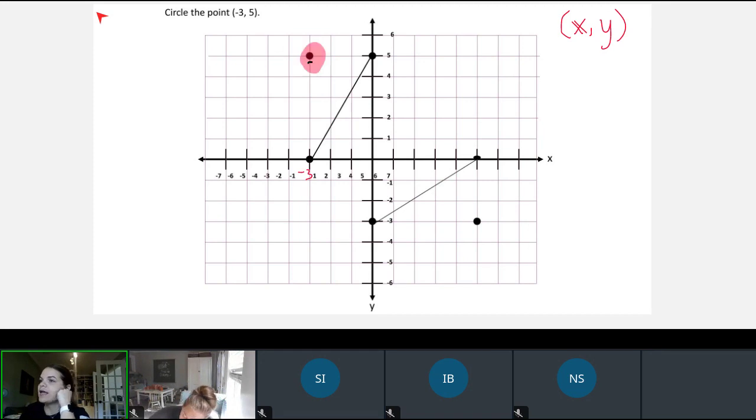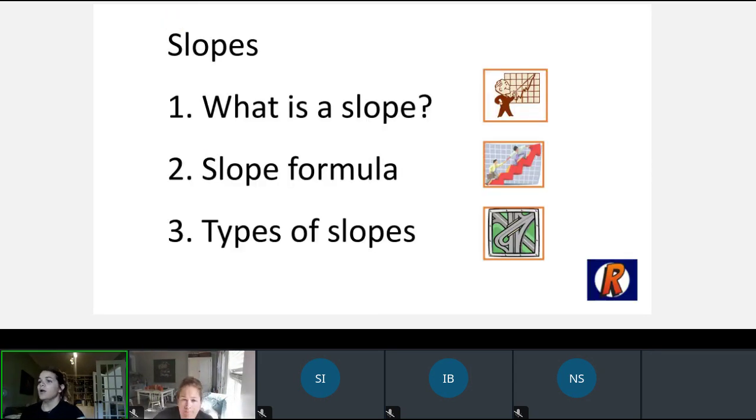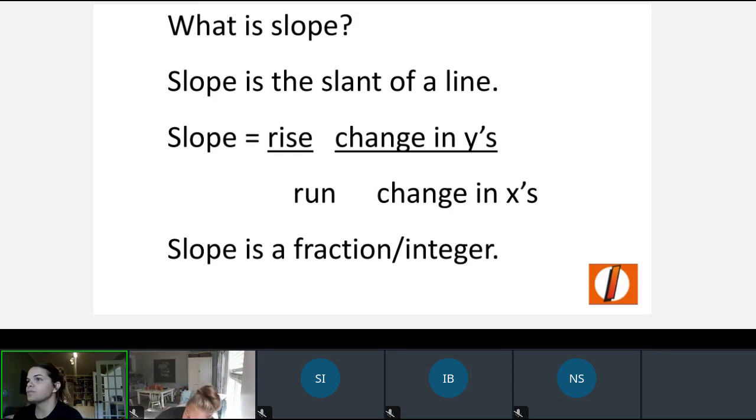So here's the point, -3, 5. All right. Now that we know the parts of the coordinate plane, let's talk about slope. What is slope? Slope is the slant, or last week we called it the steepness of a line. Think about how steep it is, or the slant.